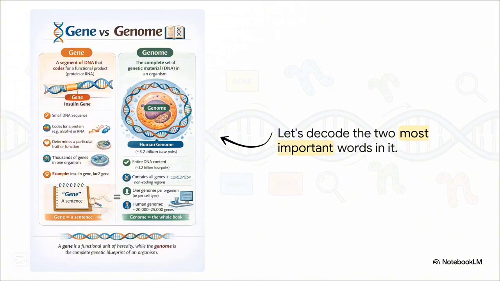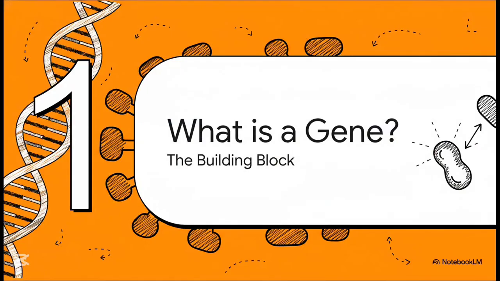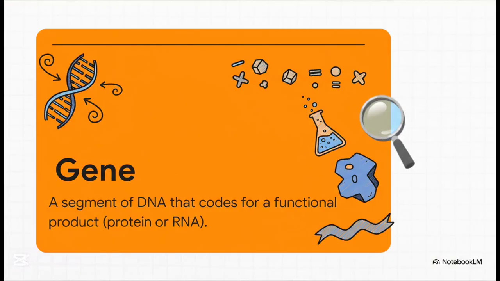And using this awesome illustration as our guide, we're going to decode both of them so the difference becomes totally clear. All right, let's start small. We're going to begin with the basic building block of it all, the gene. So what is it really? Simply put, a gene is just a specific chunk of your DNA. The best way to think of it is like a single recipe. Its entire job is to hold the instructions for building one very specific thing, which is usually a protein.